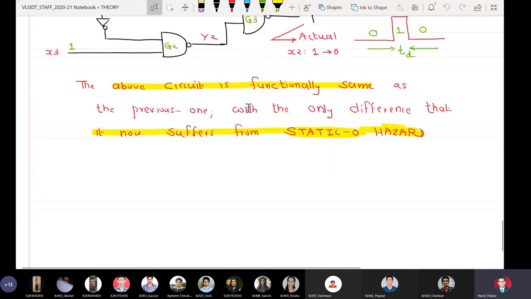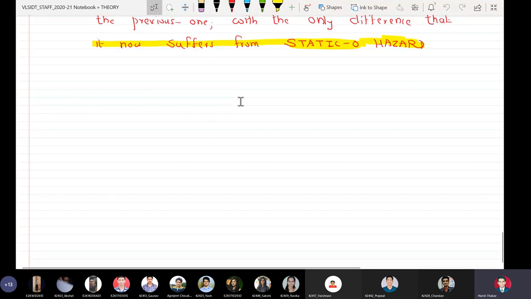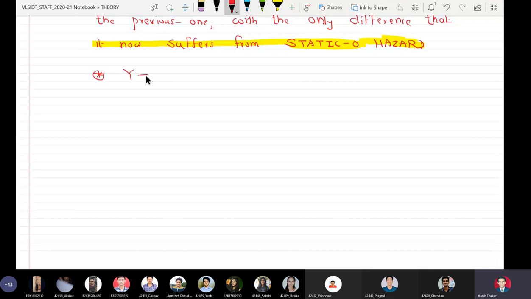So if you want to remove this hazard, what we basically do is make the truth table for this. So here we know that y is x1 ANDed with x2, ORed with x2 bar ANDed with x3.